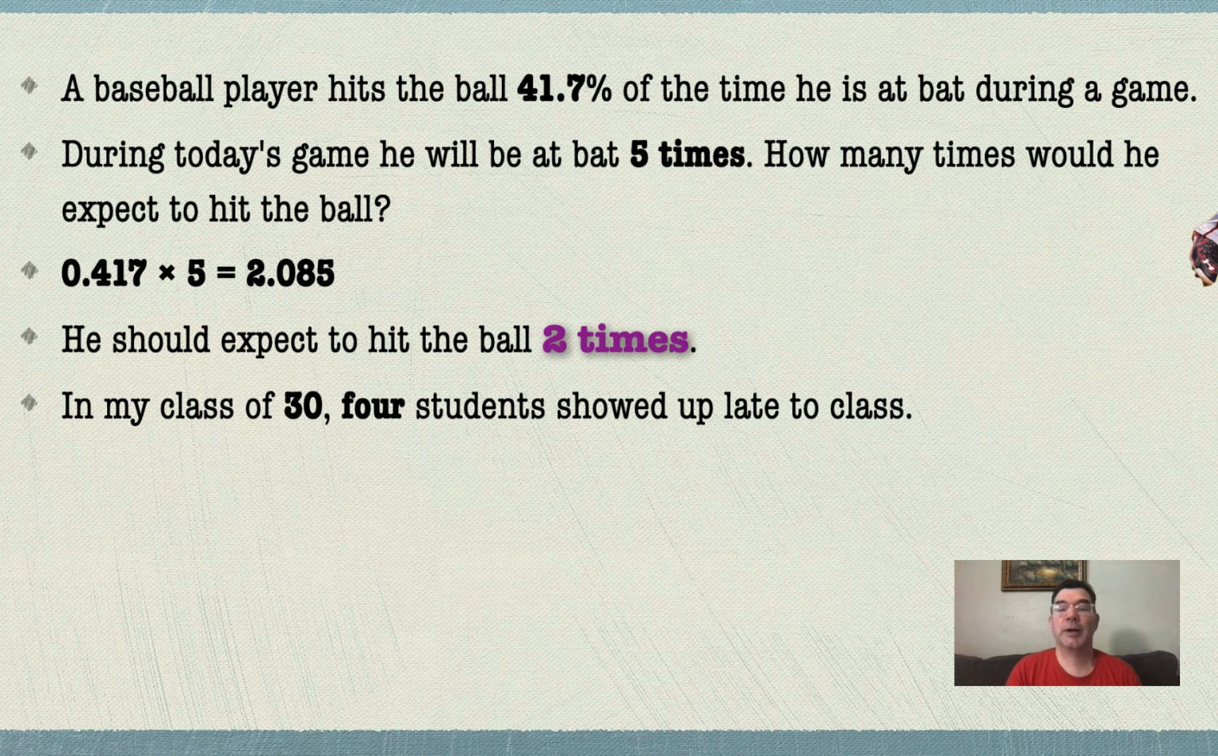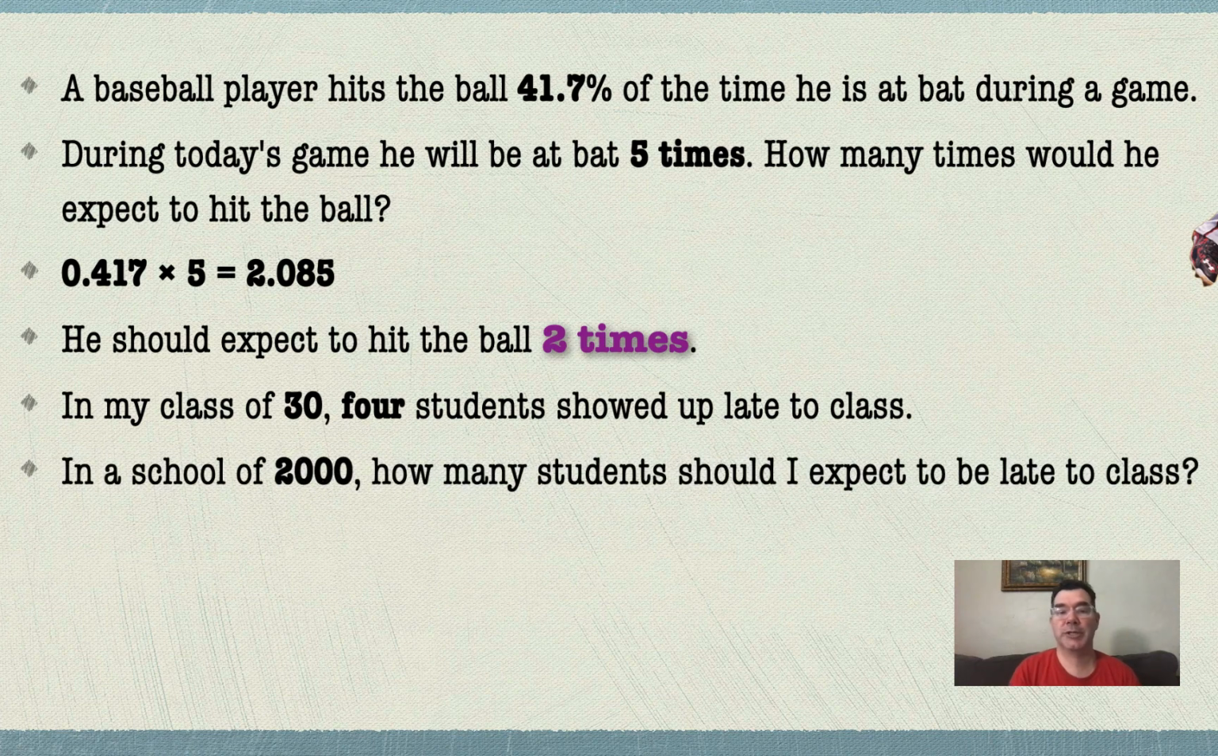So let's talk about a different example. Let's say I have a class of 30 students. 4 of them showed up late to class on one particular day. So now the school size is actually 2,000. So how many students should I expect to be late to class?